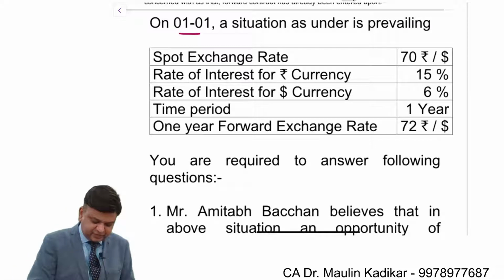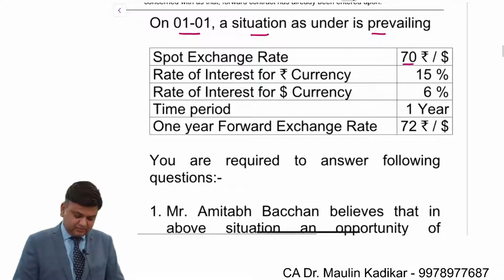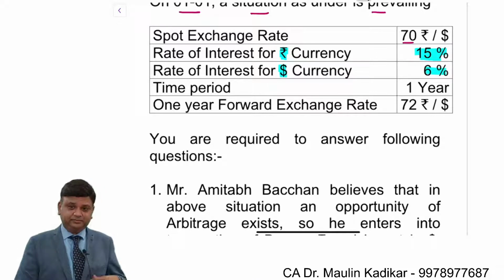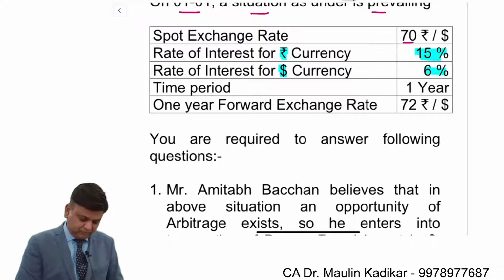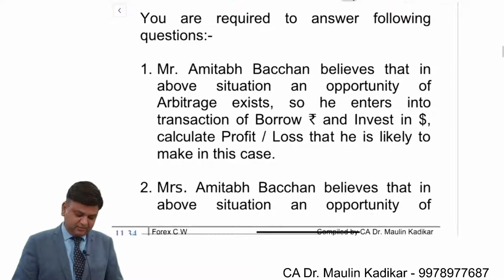On 1st of January, a situation is prevailing. Spot exchange rate is 70 rupees per dollar. For rupee currency, the rate of interest is 15%. For dollar currency, it is 6%. Time period is 1 year. 1 year forward exchange rate is 72 rupees per dollar.